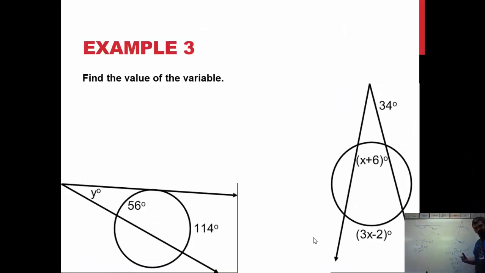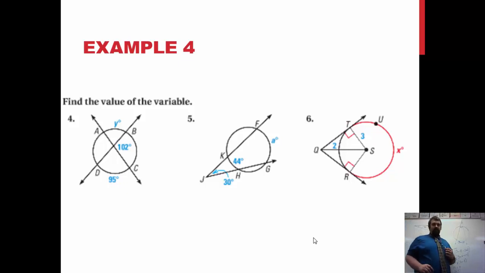So, if it's on the edge of the circle, it's half the arc. If it's inside the circle, it's half the sum of the arcs. If it's on the outside of the circle, it's half the difference of the arcs. That's all these theorems allow me to do, is find the angles I am looking for. And these relationships are how we find them. I want you to try these 3 problems quickly on your own.